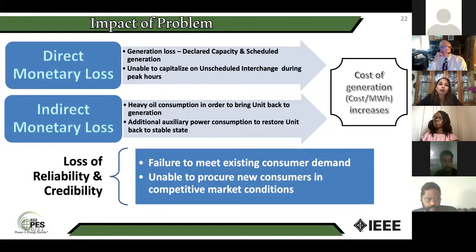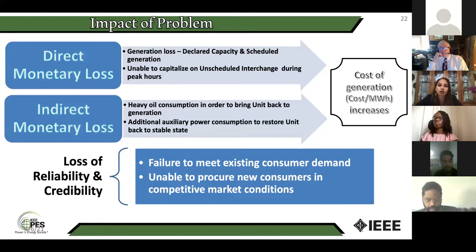And the impact of the problem is not just one fold. It's huge. It's direct monetary loss. Declared capacity: you cannot declare your capacity. You cannot say that I'm going to generate 1,000 megawatt with a 0 megawatt producing unit. You cannot capitalize on unscheduled interchange. You're not in the market, period.